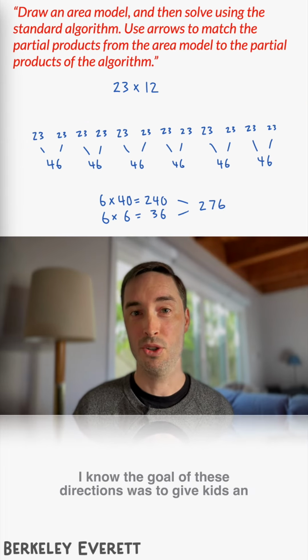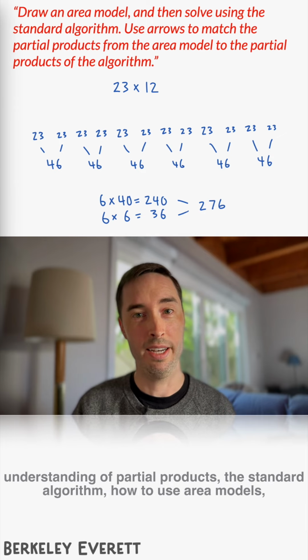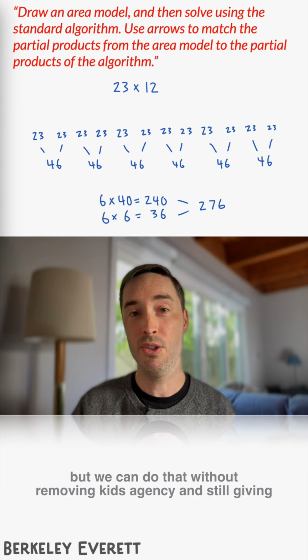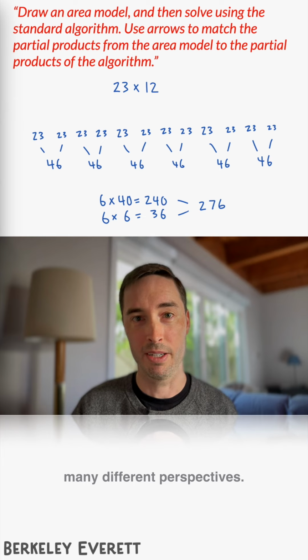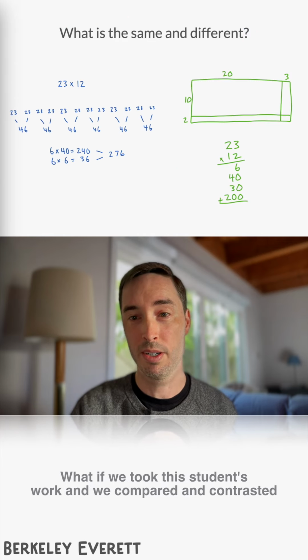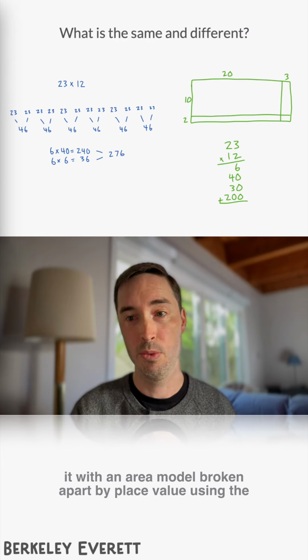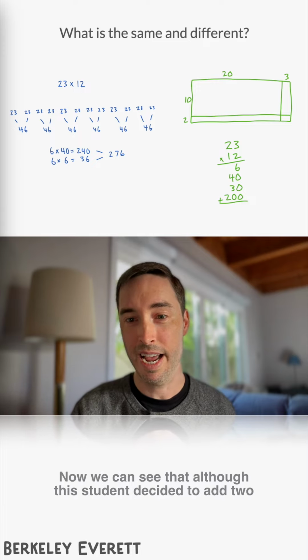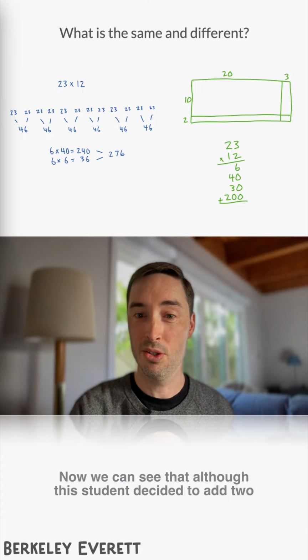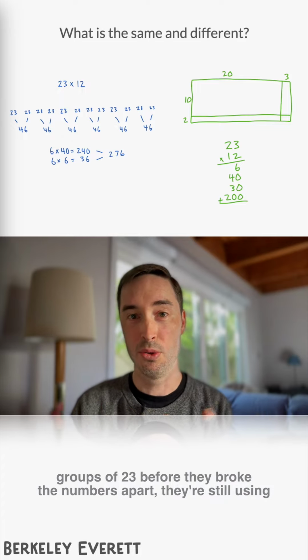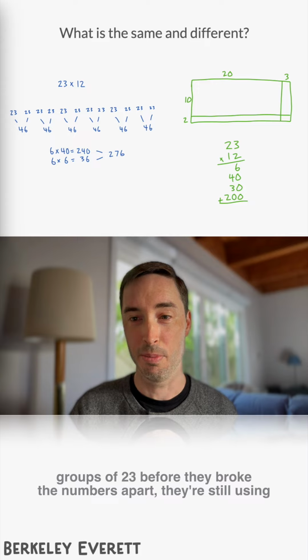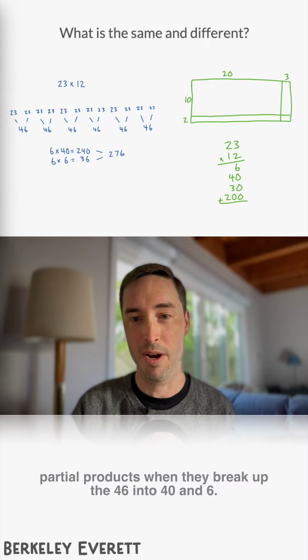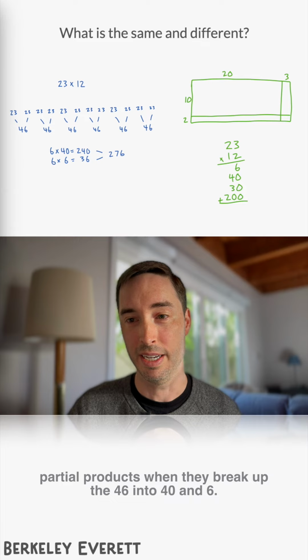I know the goal of these directions was to give kids an understanding of partial products, the standard algorithm, and how to use area models, but we can do that without removing kids' agency and still give many different perspectives. What if we took this student's work and compared and contrasted it with an area model broken apart by place value using the standard algorithm? Now we can see that although this student decided to add two groups of 23 before they broke the numbers apart, they're still using partial products when they break up the 46 into 40 and 6.